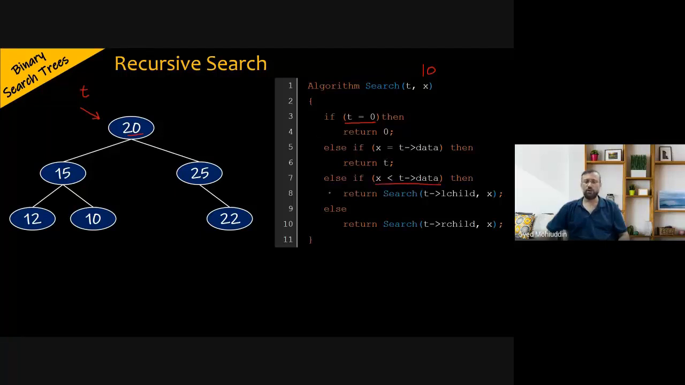So therefore, we make a recursive call, that is, we are calling this search algorithm again, passing the root's left child and obviously the element 10 which we are trying to search. So T arrow L child is the left child. So T now will be pointing to this node.